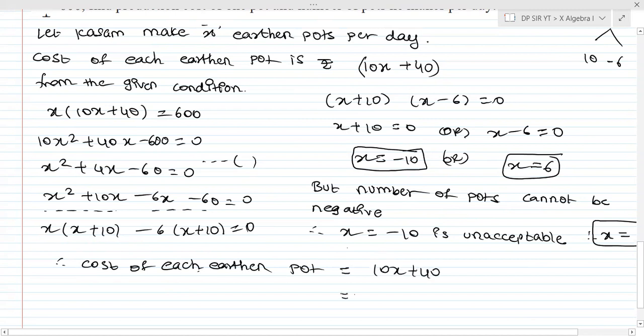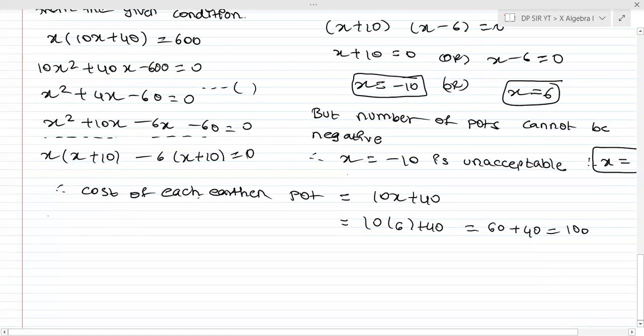Yes. So here it's going to be 10 into 10 plus 40, which is equal to 100 plus 40. X is equal to not 10, x is equal to 6. So 10 into 6 is 60 plus 40, 100. Which is equal to 100. Therefore, he makes 6 earthen pots per day.